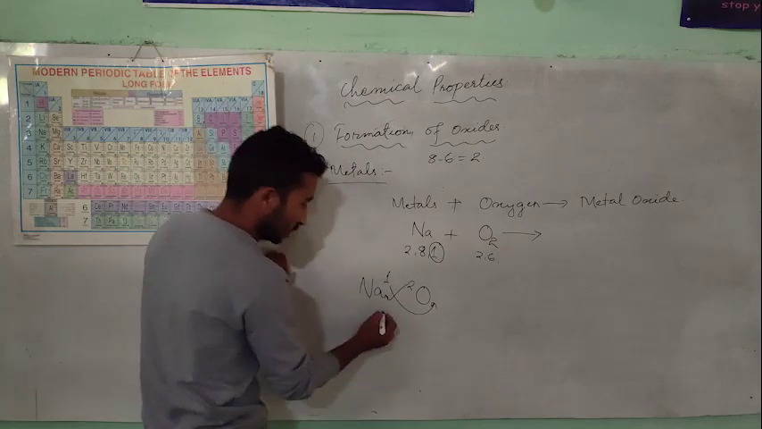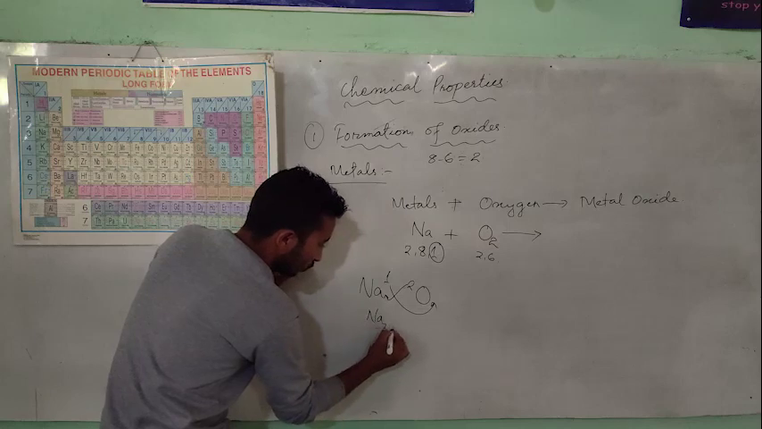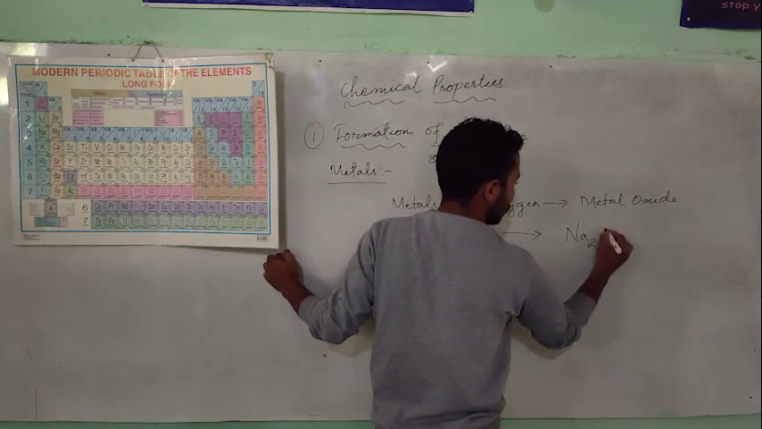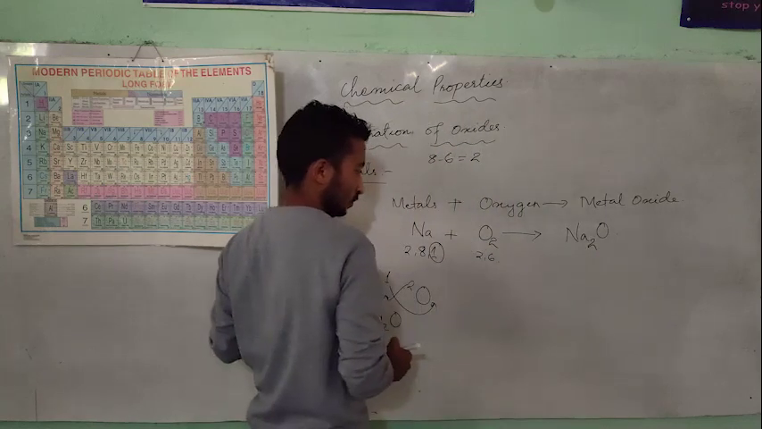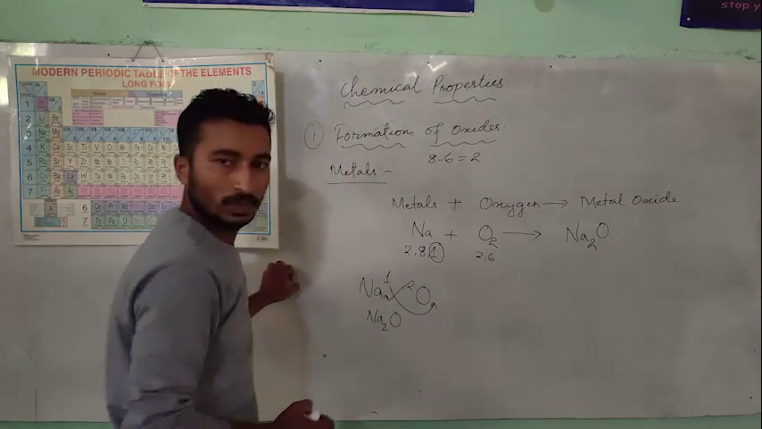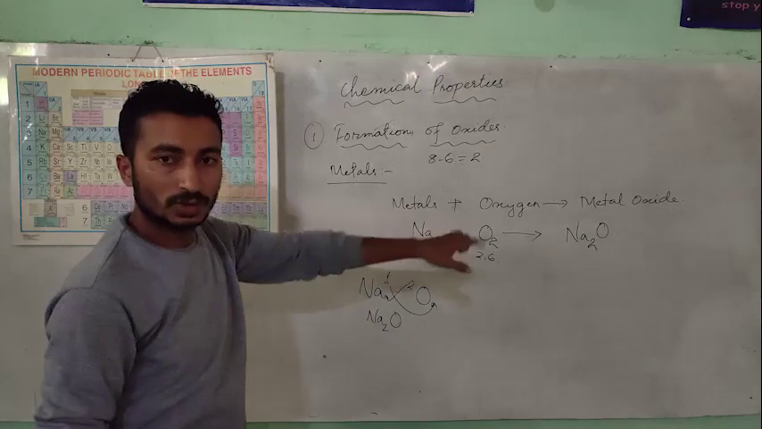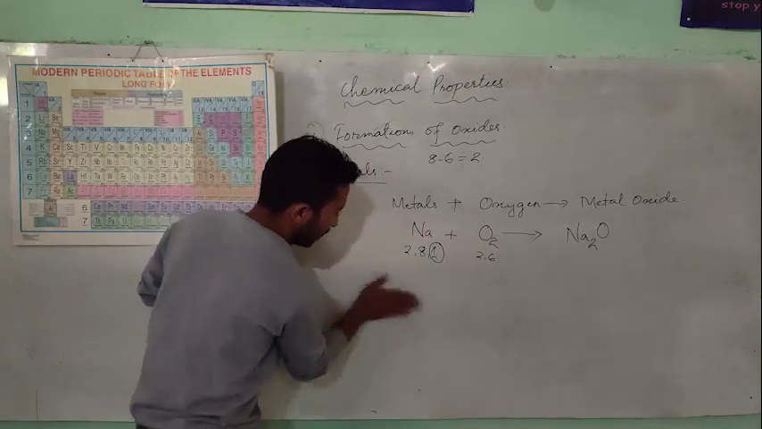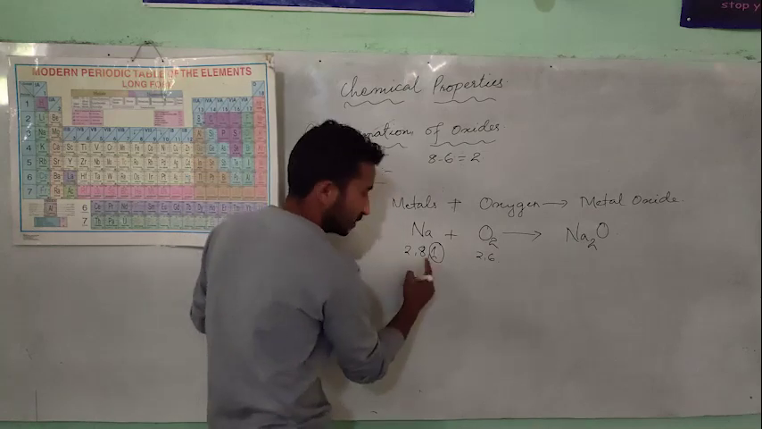Then what we get is Na2O. We will write Na2O. This is sodium oxide. The remaining elements also react in the same way, so let's take the next one.